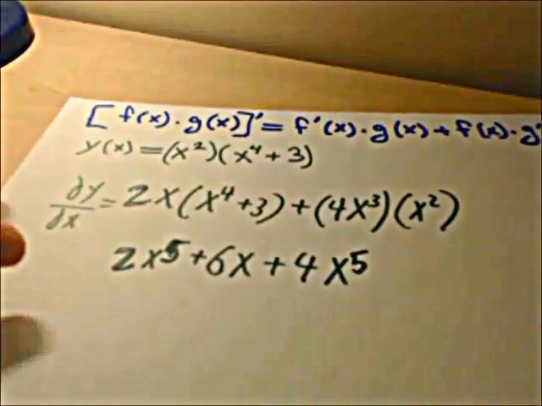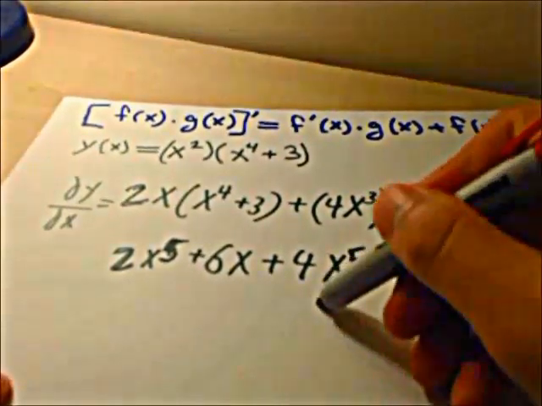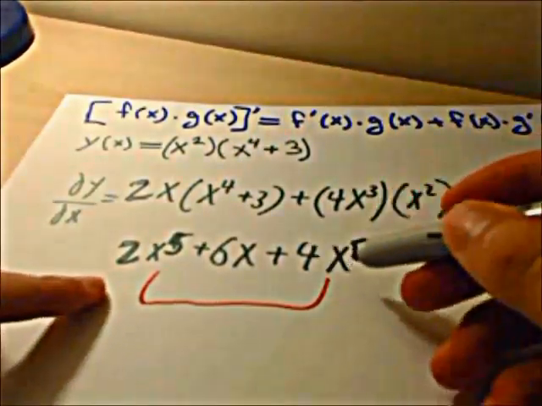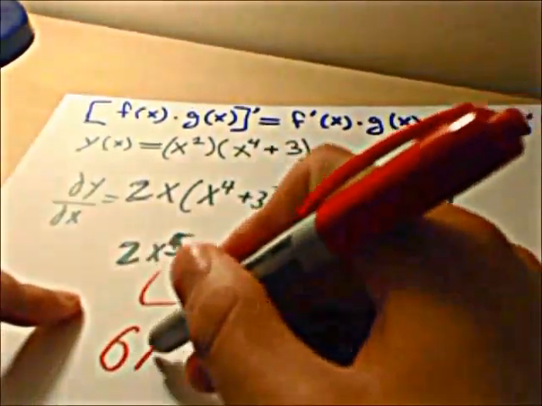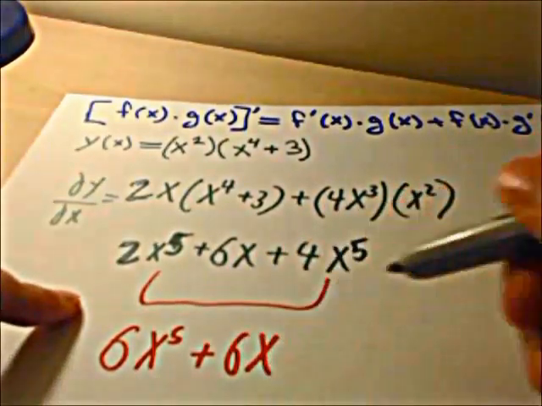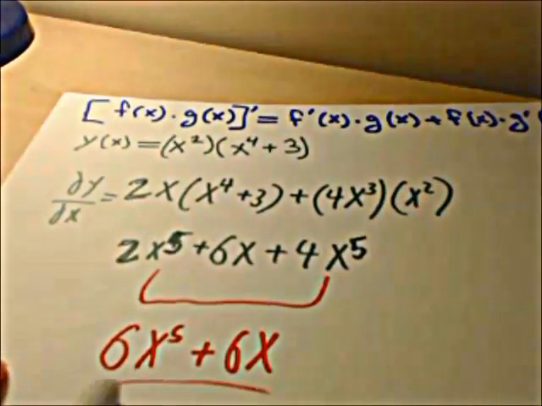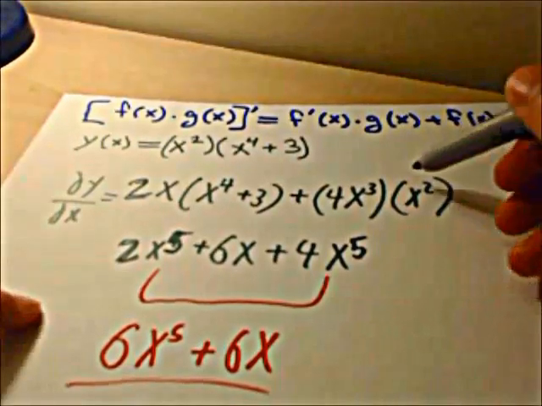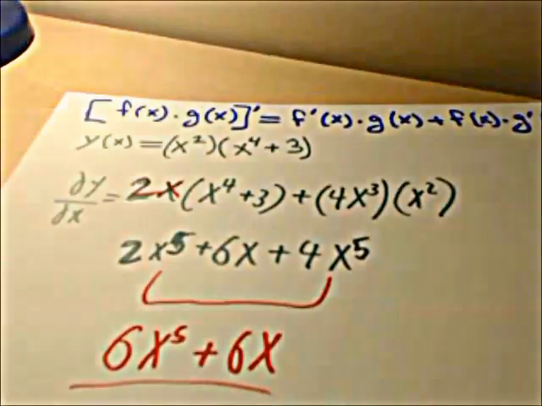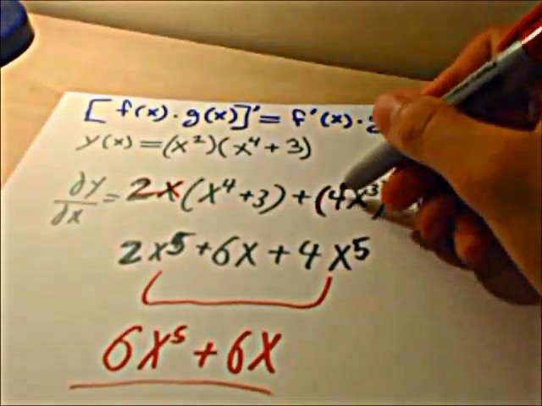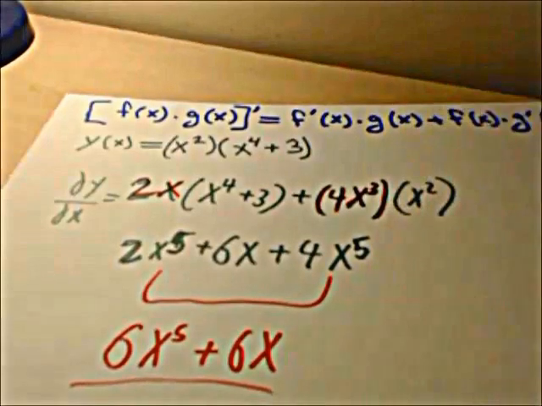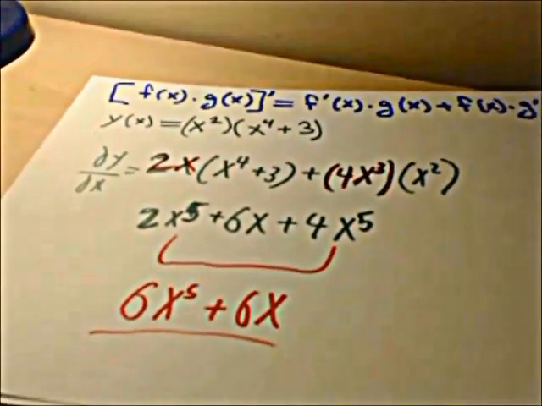Now we collect the like terms. We've got 2x to the power 5 here, so 2 plus 4 is 6x to the power 5, and we leave 6x as it is. So that's your final answer. So again, what we do is take the derivative of the first one times the second one plus the derivative of the second one times the first one. So that's all about the product rule.